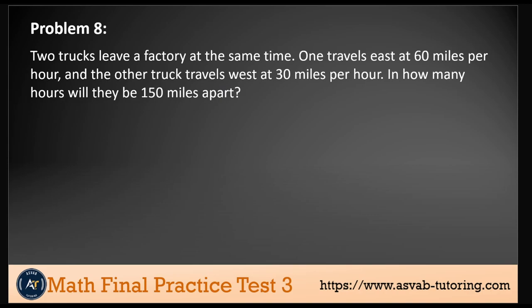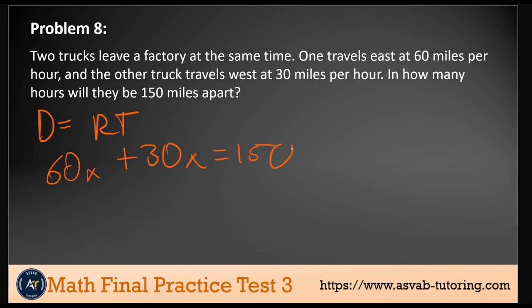Now we have problem 8. Two trucks leave a factory at the same time. One travels east at 60 miles per hour, and the other truck travels west at 30 miles per hour. In how many hours will they be 150 miles apart? Well, we have the distance equals rate times time equation. So if we have the time as x, we can say 60x plus 30x equals 150.